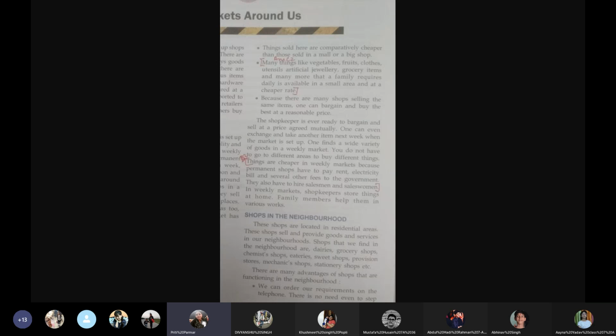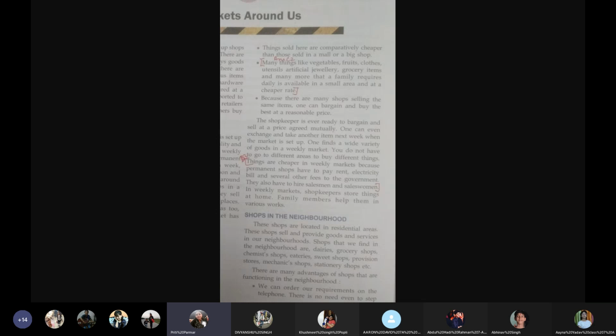So now the clause of having a cheaper rate is still constant, and then they are telling you that there are varieties available for the buyers to pick and choose from those local weekly markets. Then third, because there are many shops selling the same items, one can bargain and buy the best at a reasonable price. Now, you all must have seen your parents or especially mom bargaining with the shopkeeper. So, since there are a number of shops of the same variety, you can always go and bargain. The one who's giving you the cheapest, from there, your mom buys the item which is required. So, they get the things at a reasonable price. Why? Because there are variety of the same items present all around.